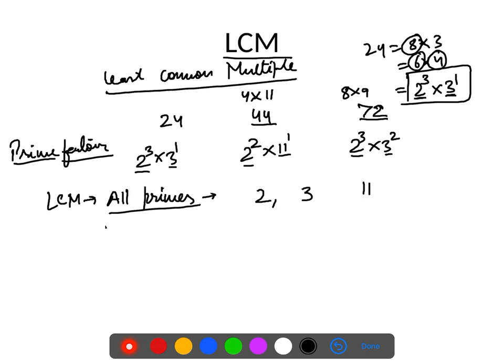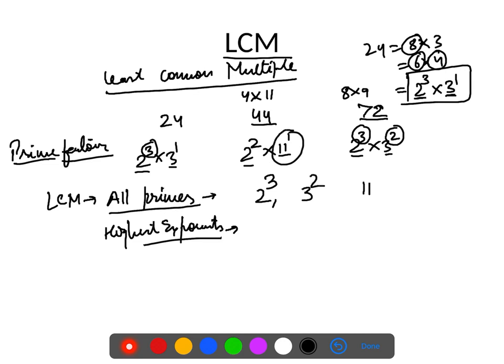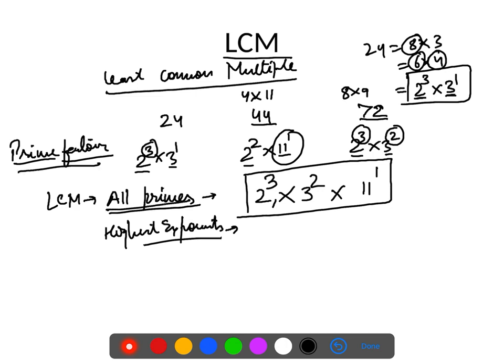Now we need to take their highest exponents. For example, the highest exponent for 2 is 3, so 2 raised to power 3. The highest for 3 is square, 3 square. The highest for 11 is 1. And multiply them, that's your LCM. It's a simple process. Prime factorization is the first step. Second, take all the primes available, 2, 3, 11, and their highest exponents, highest powers. That's how you get LCM.